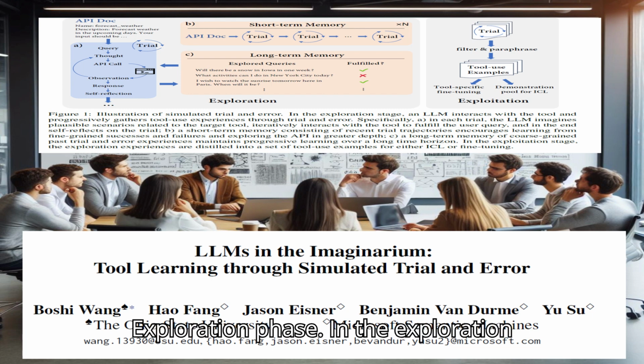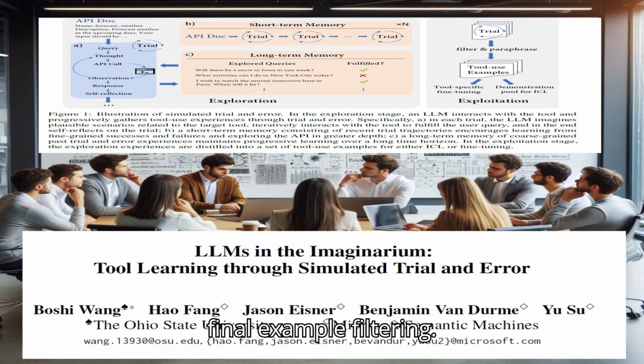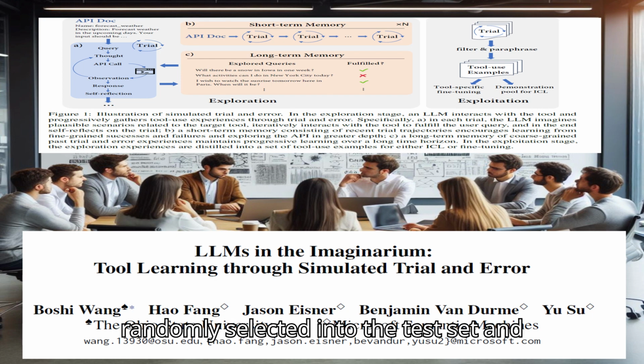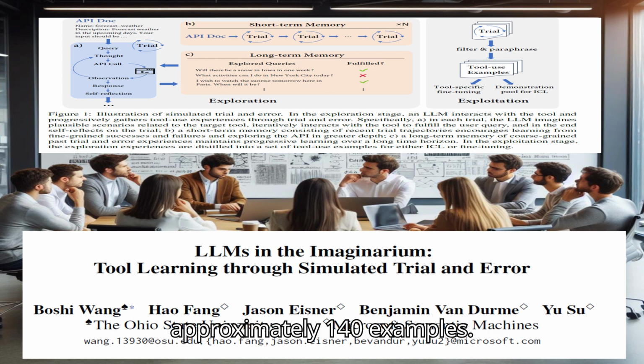Exploration phase. In the exploration phase, the authors used ChatGPT for exploration and paraphrasing, and GPT for final example filtering. Each API was explored for 15 episodes with 4 trials per episode, resulting in a total of 60 examples before filtering and paraphrasing. After filtering, 15 examples for each API were randomly selected into the test set, and the remaining ones were paraphrased into approximately 140 examples.